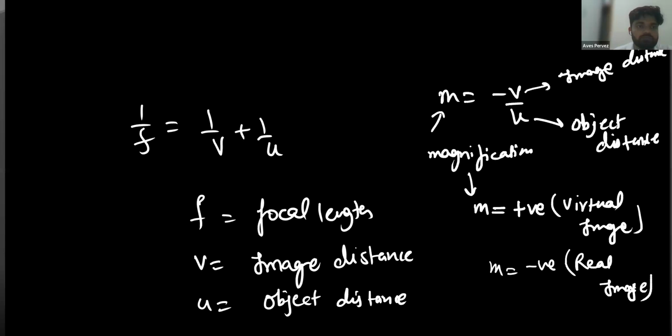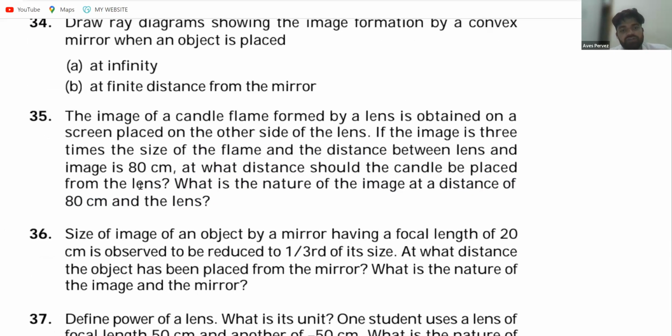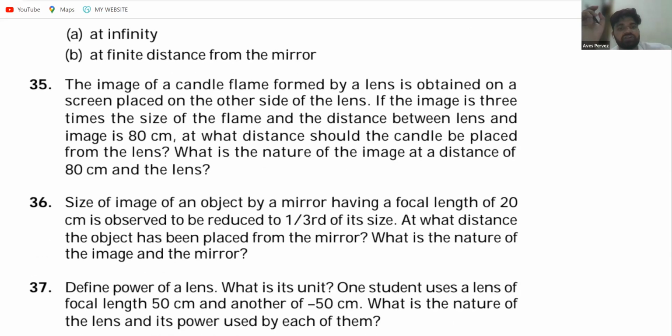Done, sir. Okay, wait a minute. So let us do the numerical related to this topic. Please note the question number 36 first and then start doing it. Question number 36.